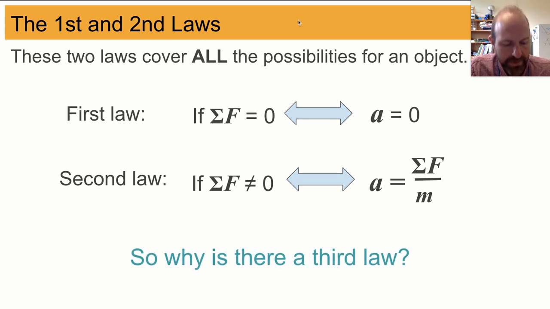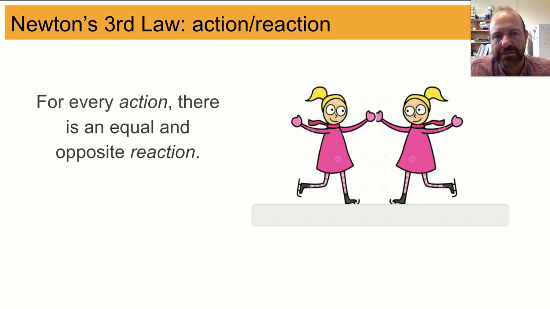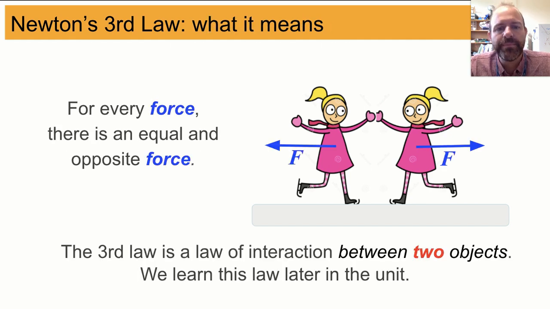So why is there a third law? The third law concerns itself not with the effects on an individual object, but the interaction, what we call action-reaction pairs of forces between two objects. Usually stated for every action, there is an equal and opposite reaction. In physics, what we really mean there is for every force, there's an equal and opposite force. This explains what happens when two objects touch. It could be two ice skaters like this picture, or something else. And we will come back to this idea because it deserves its own time.